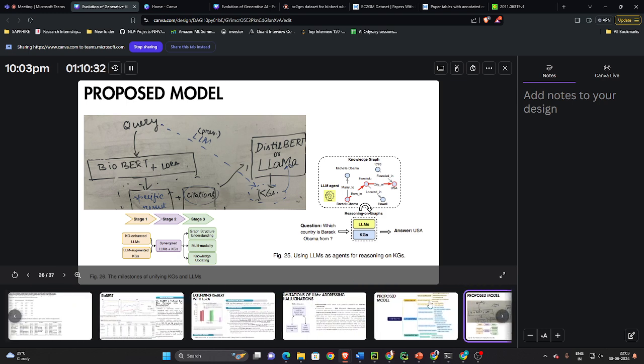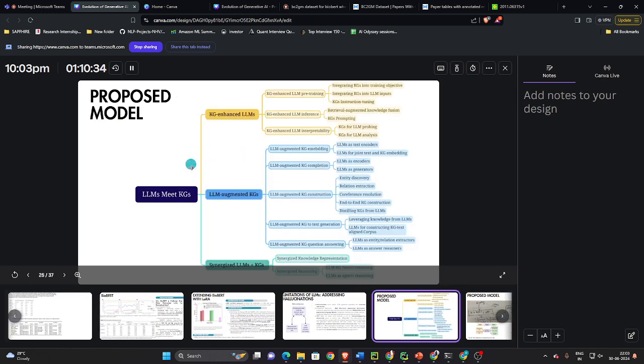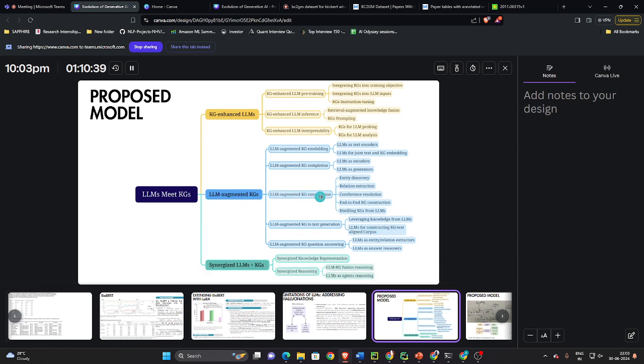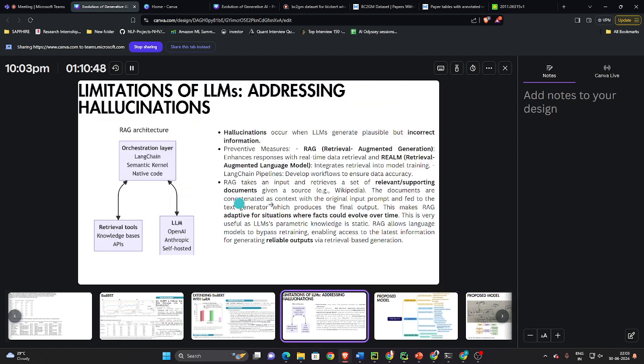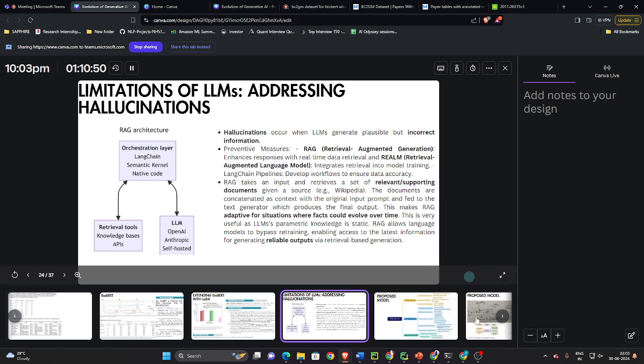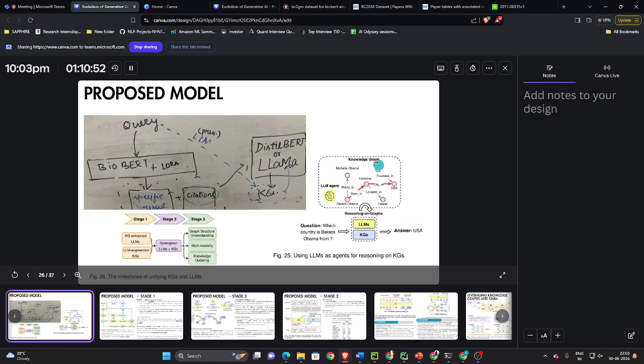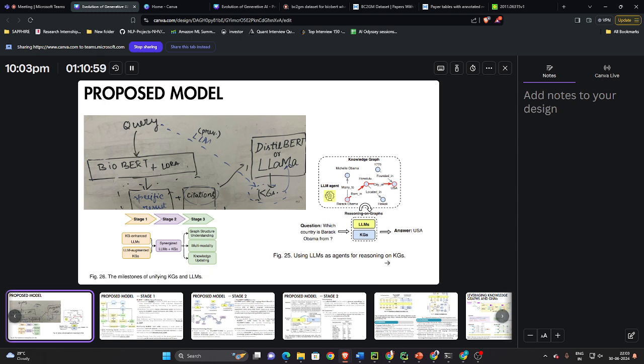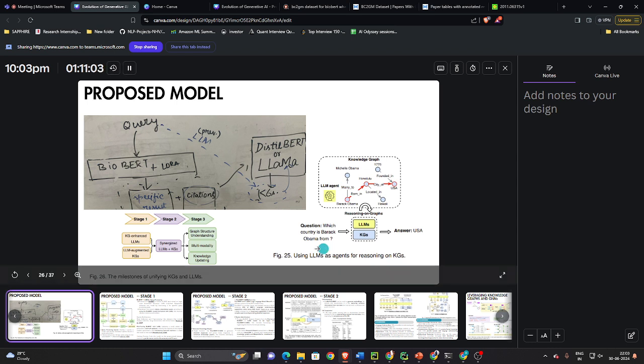So we again come back to here: LLM augmented KGs, LLM augmented KG generation, and this entire plethora of options of permutations and combinations. This will be the second half. Again, if we come over here, this was one example that I had found of how LLMs work in synergy with knowledge graphs, how LLMs can be used as agents for reasoning with KGs.